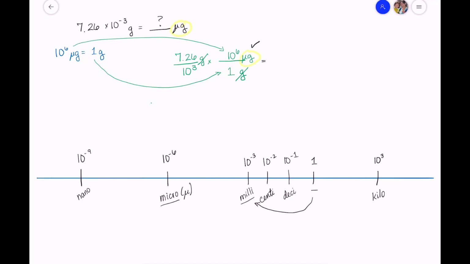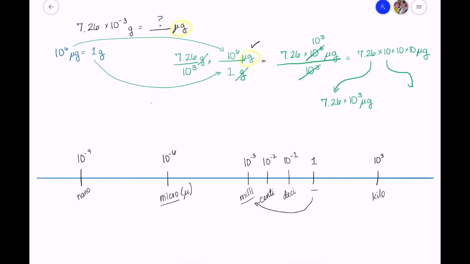I just need to multiply everything across. So I have 7.26 times 10 to the 6 micrograms over 10 to the 3. If you were to go ahead and figure all that out, you would realize 10 to the 6 over 10 to the 3 is actually just 10 to the 3. So another way to write this out is going to be 7.26 times 10 to the 3 micrograms. Or if you want to write out the whole number, you can write it out as 7,260 micrograms.